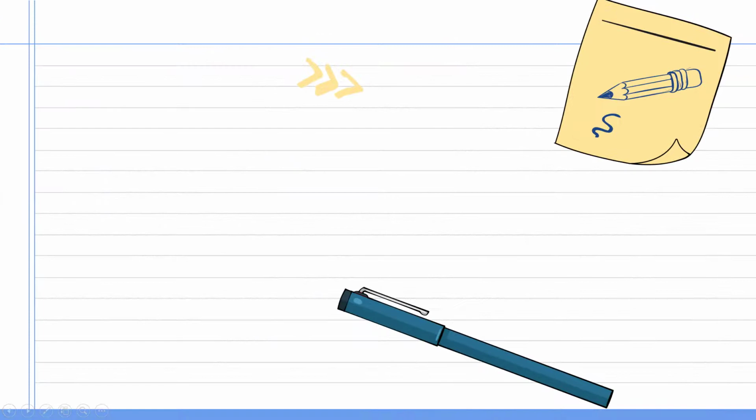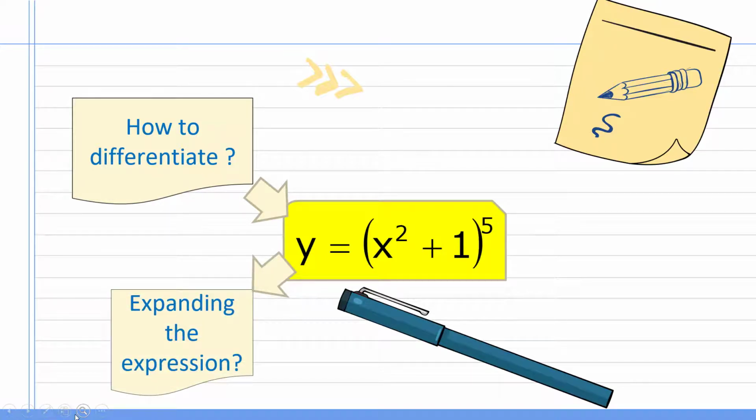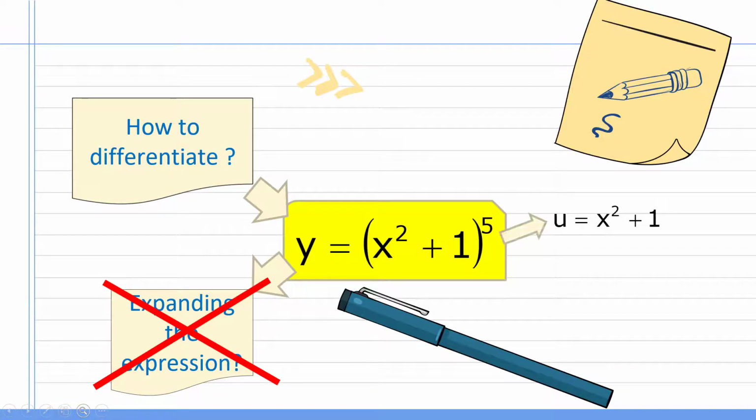So this is the second formula. It is about how to differentiate y equals (x squared plus 1) to the power of 5. You may think to expand the expression, since if you learned the binomial expansion, you can expand it and have 6 terms in addition and differentiate them one by one. But of course, it is time consuming. So it is not a good idea to expand the expression. Instead, we will do this.